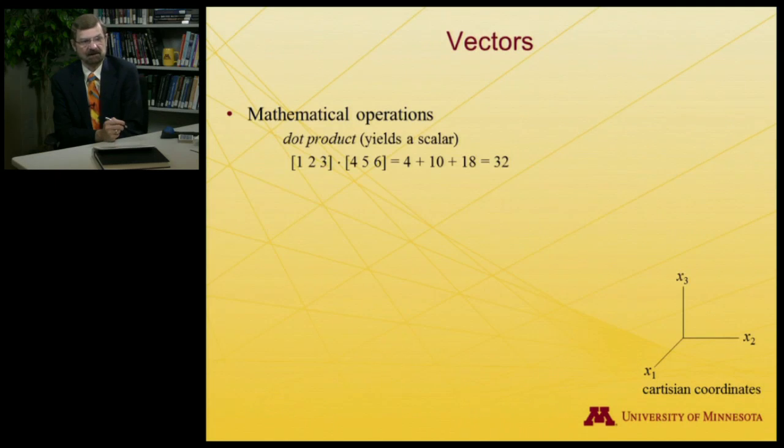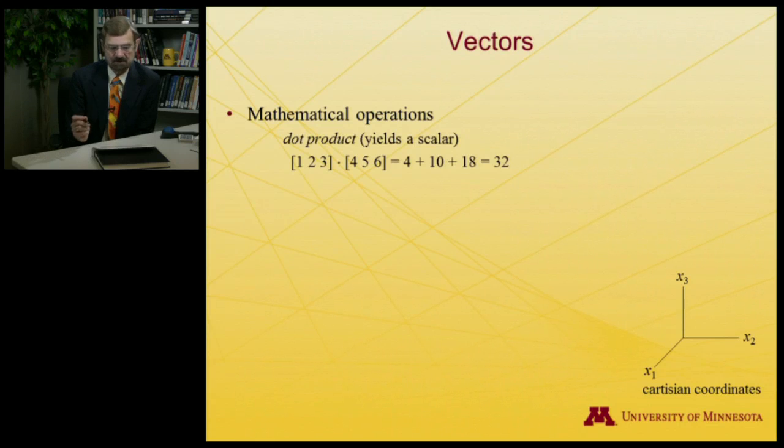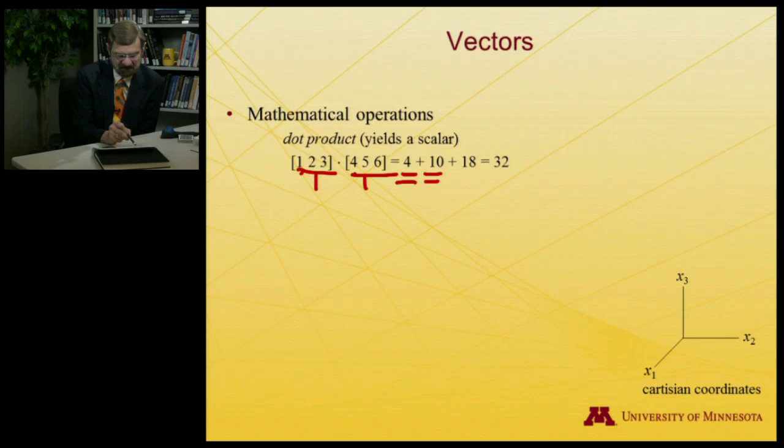Vectors are a little bit more challenging to deal with mathematically. There are two common operations that you'll need to deal with. One is the dot product, where you simply take a vector 1, 2, 3, dot it into the vector 4, 5, 6, and you get the result by taking the 1 times the 4, gives you the 4. The 2 times the 5 gives you the 10. The 3 times the 6 gives you the 18. And you end up, if you add them together, with 32.